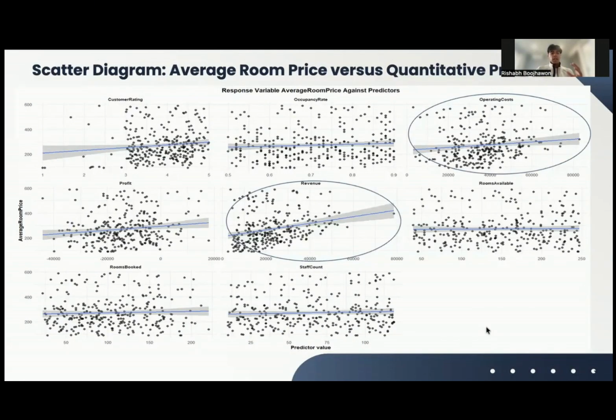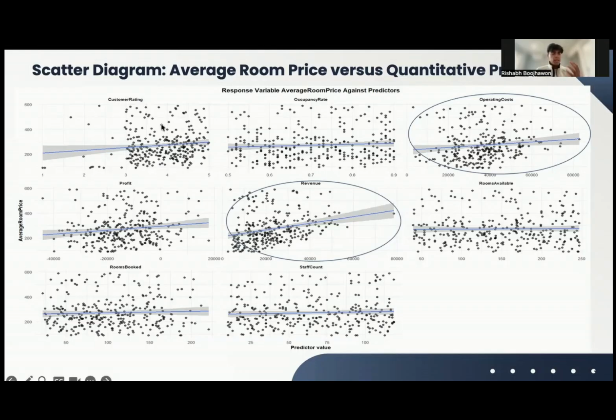The scatter plots helped us look at the pairwise relationship between the average room price and the quantitative predictors. We observed that the relationship between the average room price and the predictors seemed to be reasonably linear with trends that supports the use of multiple linear regression. For instance, we observed some positive trends with predictive intervals between average room price and revenue, as well as operational costs, which seem to be important predictors.